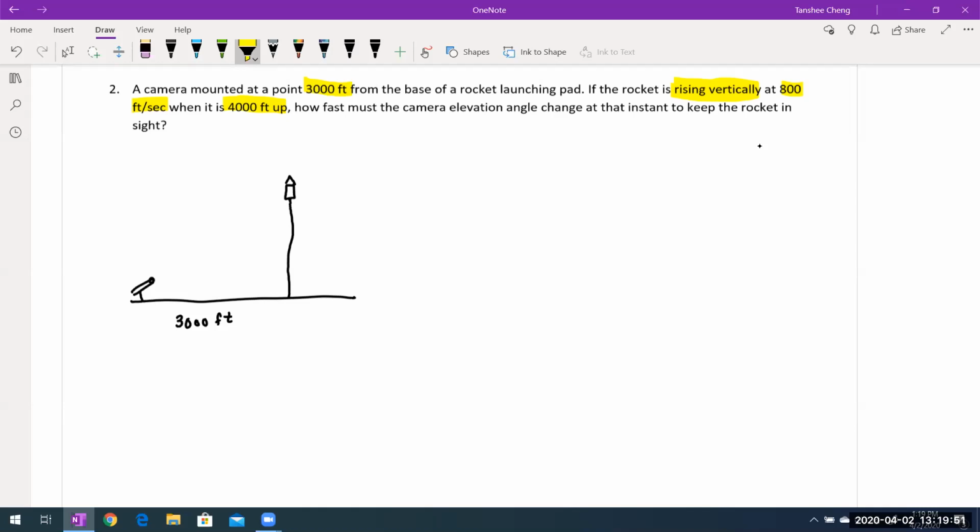So that basically tells me the height right here will always be changing. Right? It could be 1,000, 2,000, 3,000, and so on and so forth. It is always changing. So that's why I'm going to put a variable right there to represent it. And what we know is the rate of change of the height with respect to time when the height is 4,000 feet, okay? And we know that this rate of change is 800 feet per second.